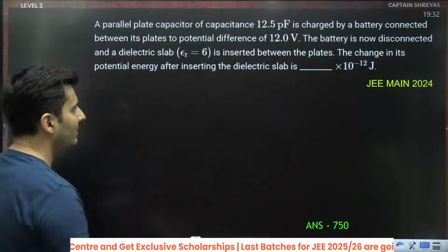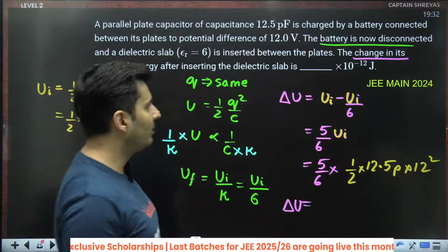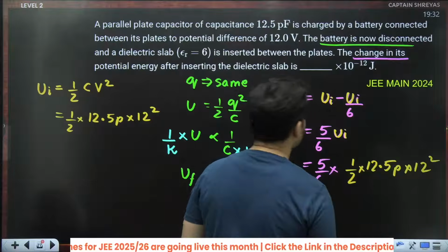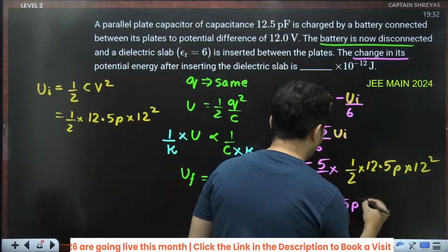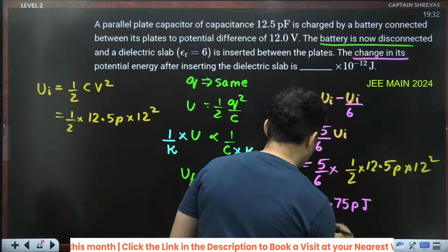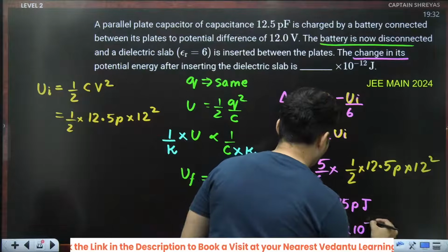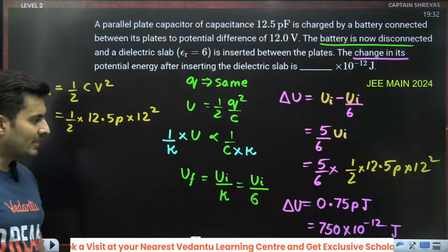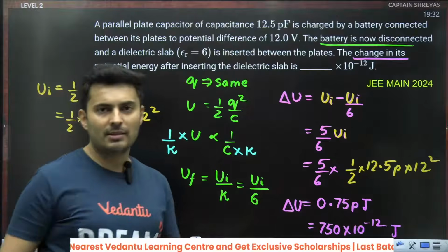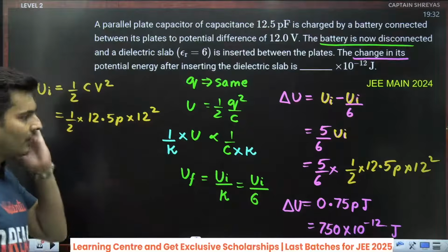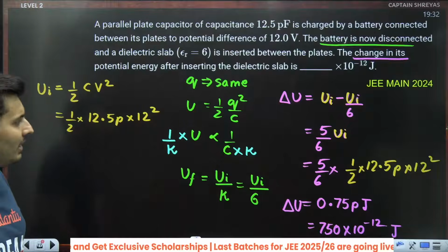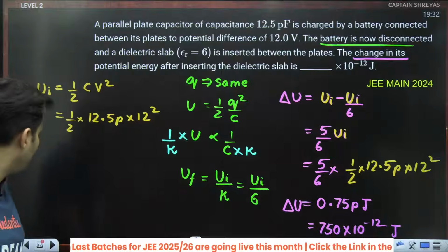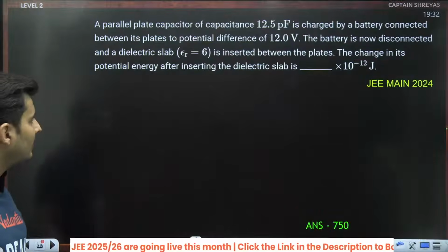This answer comes out to be, I think, 750 into 10 to the power minus 12, which you can write as 0.75 picojoules, which is 750 into 10 to the power minus 12 joules. Pico is 10 to the power minus 9. So you shift the decimal, you get 3 extra negative powers of 10, and 10 to the power minus 9 and 10 to the power minus 3 will become 10 to the power minus 12. So that's what will happen. Okay, that's it. That's the answer for this.